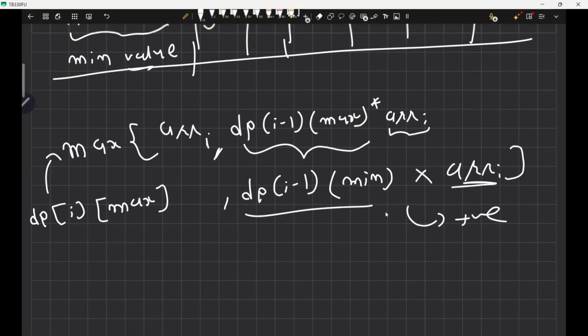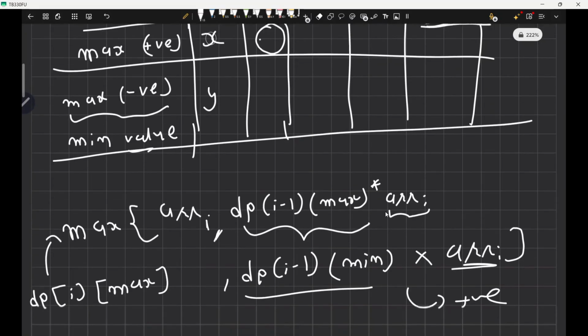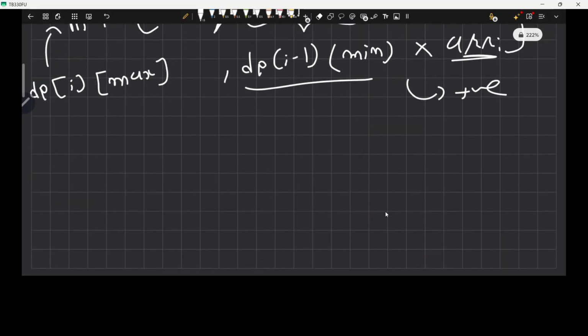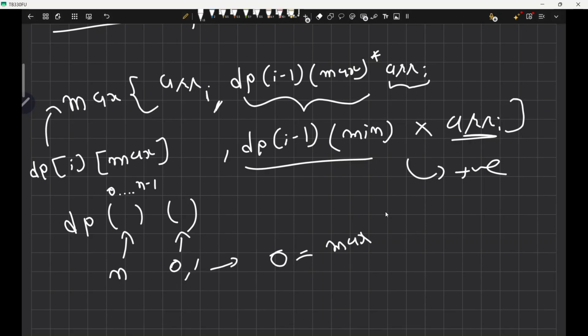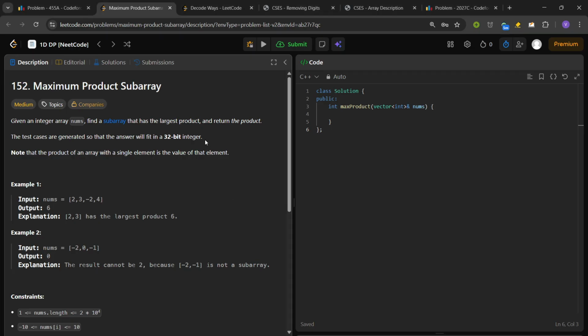So how are you going to make this table? Yeah, this is a 2D table. What I can do is make a table like this. dp of this and this will be of size n, which will have values 0 to n minus 1, and this will have two values, 0 and 1. Like the 0 is giving max, and 1 will give me min, right? Or you can also have two different arrays. So let me just code, and you are going to understand this more.